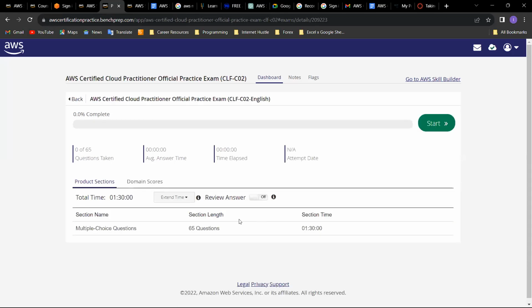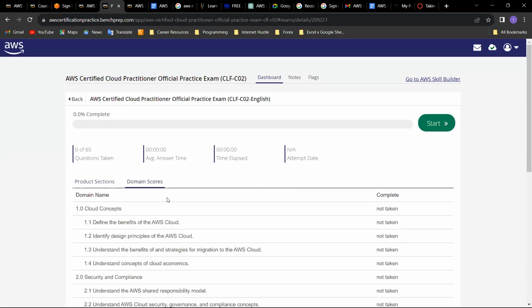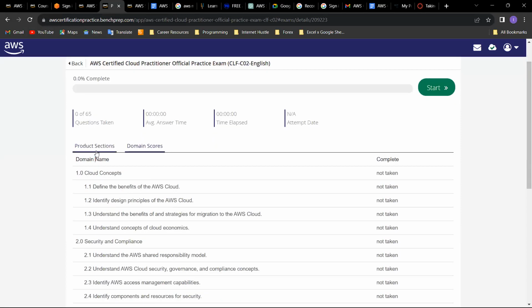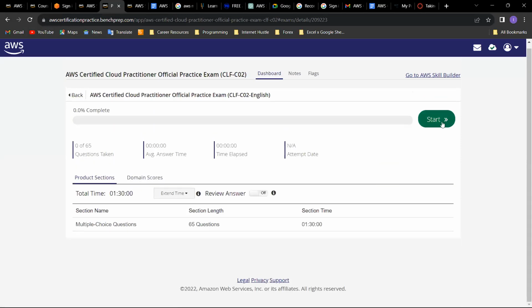Right. So this is the official practice exam. It is 65 questions, 1 hour 30 minutes. And there is an option to review the answers while we answer them. Okay, let me turn it on and see. It's grayed out, so unless we do it before, this one is not like that. And it's based on the CCP domains, right? Okay, so we'll start.